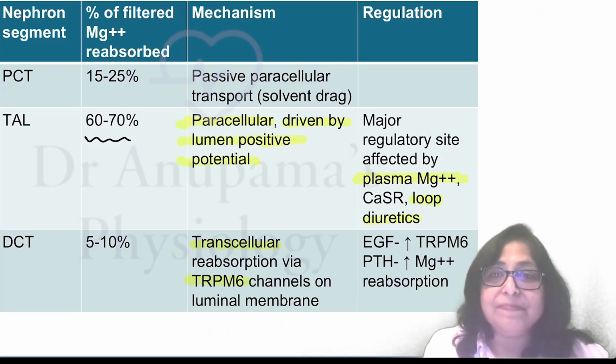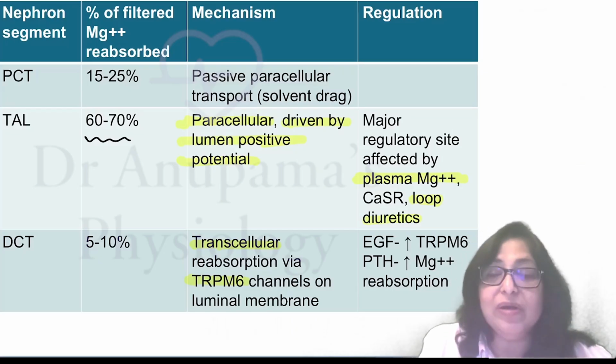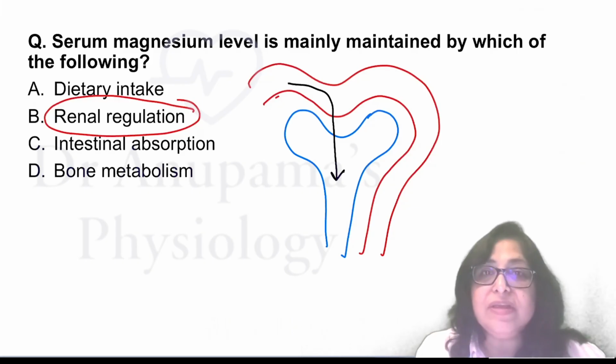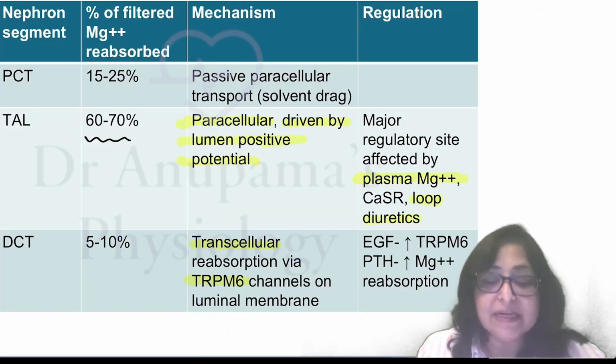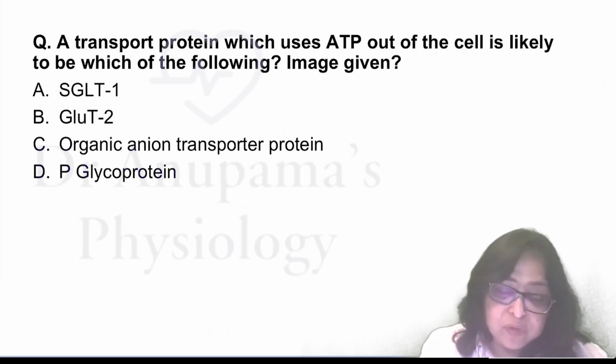The epidermal growth factor increases TRPM6. So if there's a drug which inhibits the EGF, it will reduce magnesium reabsorption. Parathormone will also increase the magnesium reabsorption. So serum magnesium level is mainly maintained by the renal regulation. Let's have a look at the next question.